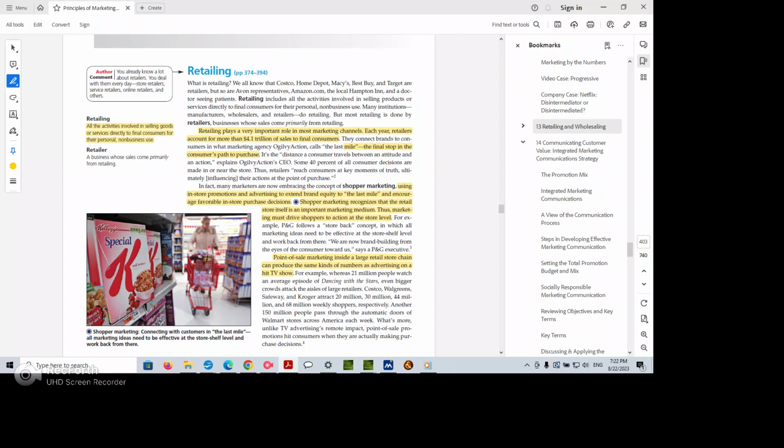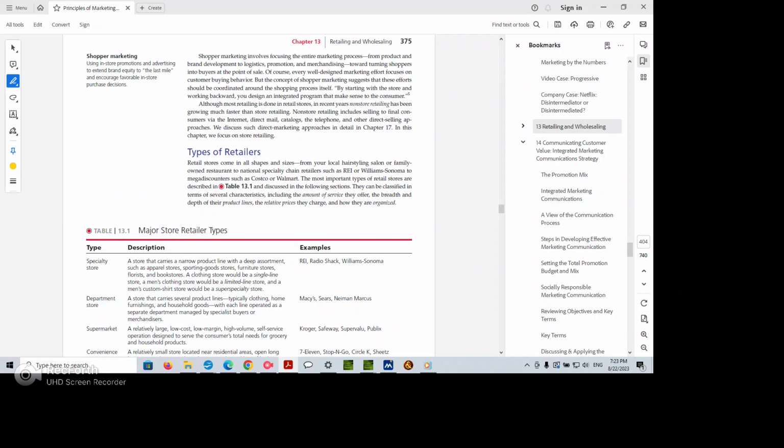Now you have other variations, even bigger crowds at the large retailers, such as Costco, Walgreens, Safeway, and Kroger. Now some of these retailers sell in bulk, like Costco, like Sam's Club, right? Costco, Sam's Club, those kinds. And probably other ones that I'm not familiar with.